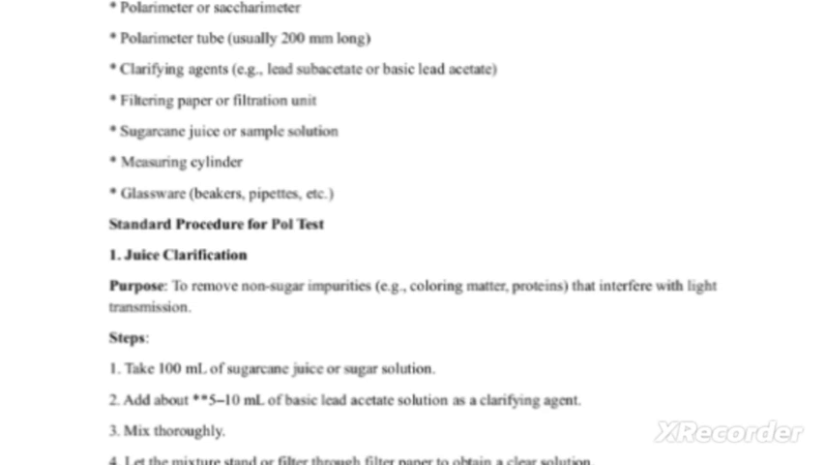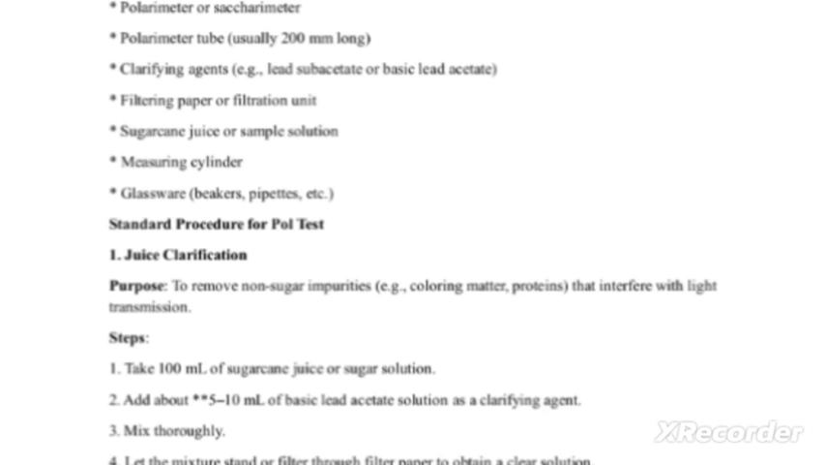First, juice clarification. Purpose: to remove non-sugar impurities, coloring matter and proteins that interfere with light transmission. Steps: take 100 ml of sugarcane juice or sugar solution, add about 5 to 10 ml of basic lead acetate solution as a clarifying agent. Mix thoroughly. Let the mixture stand or filter through filter paper to obtain a clear solution.